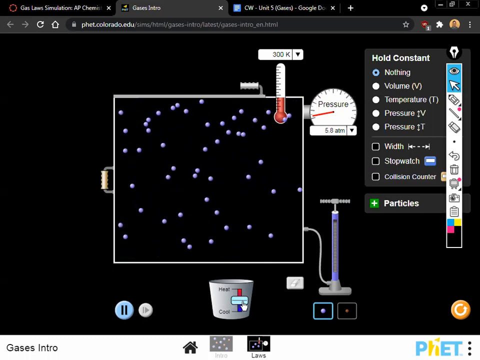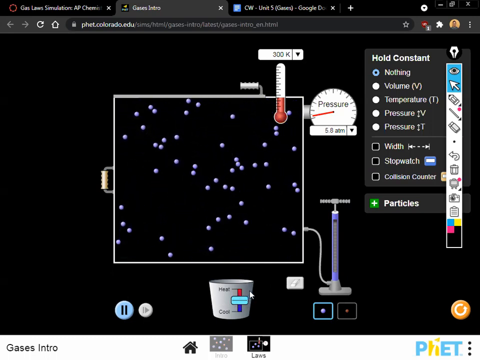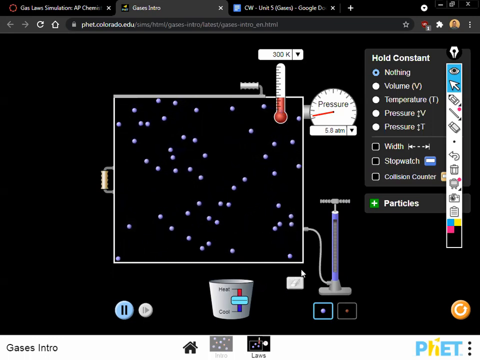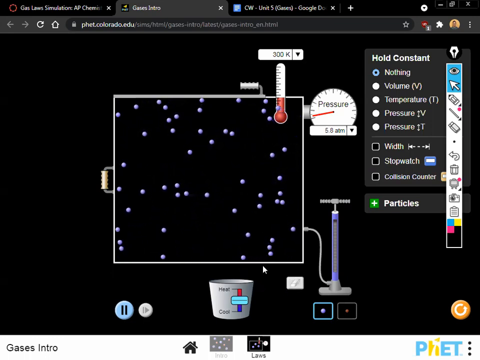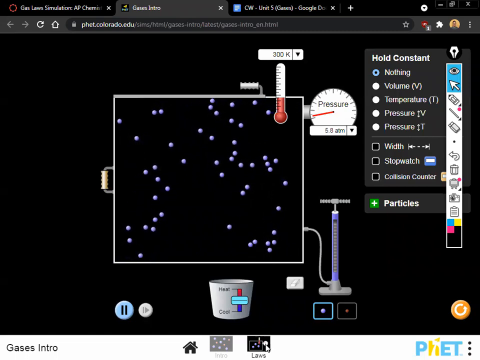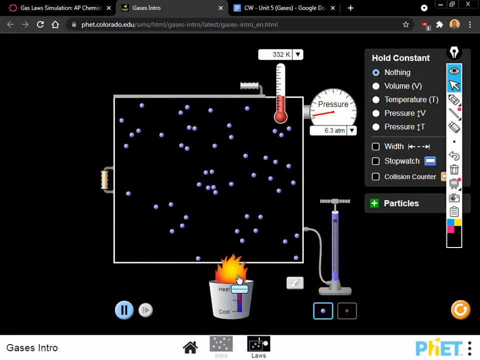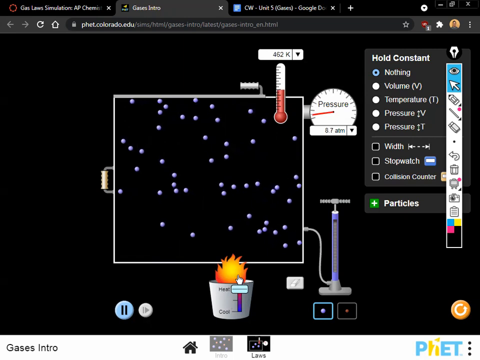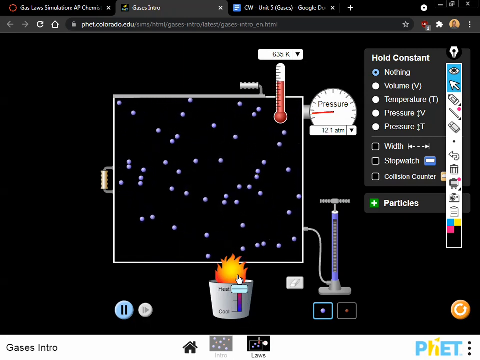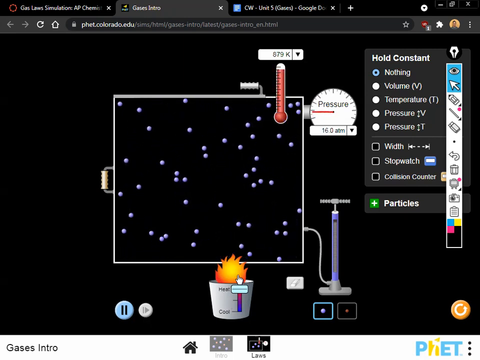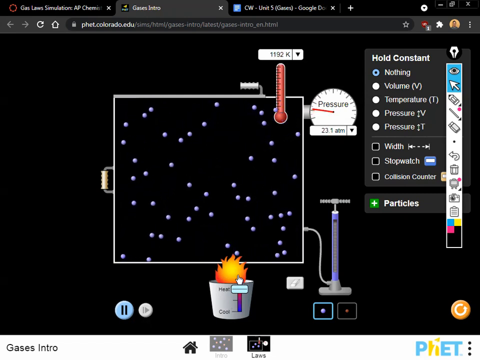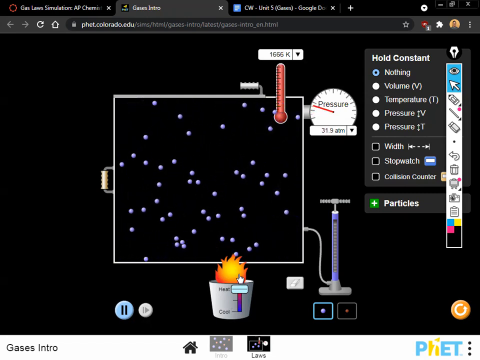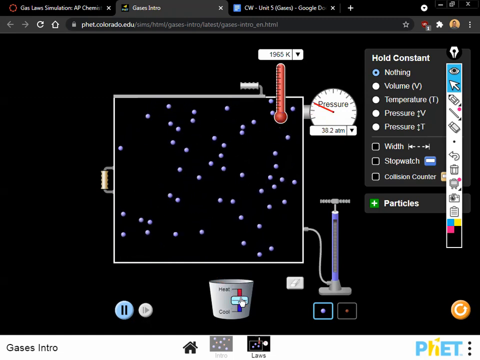So what I'm gonna do first is heat up the gas. If I heat up the gas, what do you guys think will happen to the pressure? Will the pressure go up or will it go down? Yeah, up, right? Because if I heat up the gas, you start making the gas molecules move faster. And as you can see, the pressure will slowly go up because if they move faster, they're gonna hit the walls faster. And then vice versa.